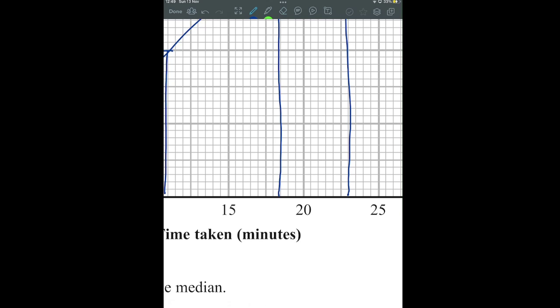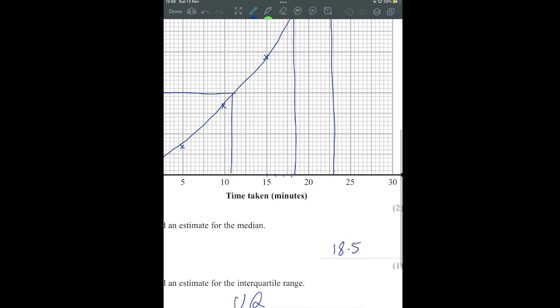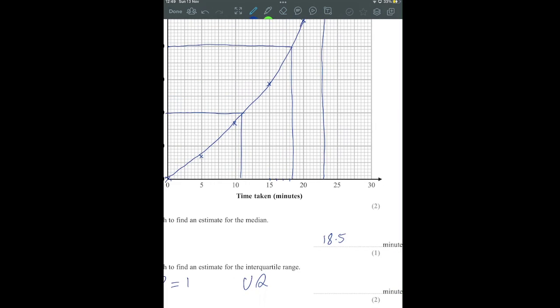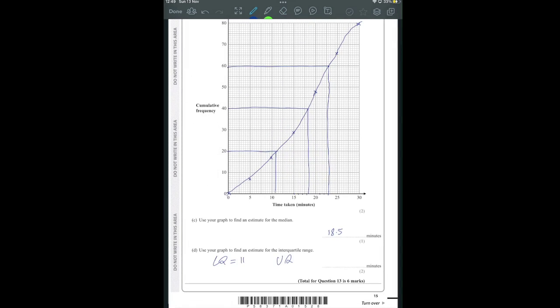So that's 15, 16, 17, 18 and a half for the median. For the lower quartile, it's 2 boxes above 10, so that's 11. And then 20, 21, 22, 23. So then the interquartile range is the difference between these, which is 12.